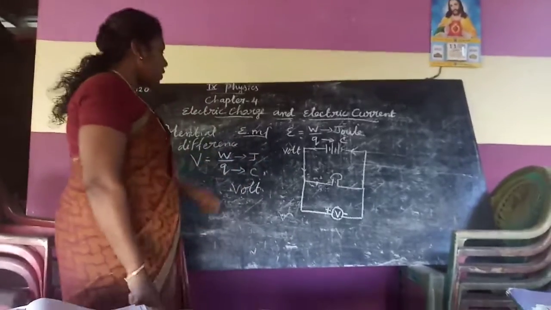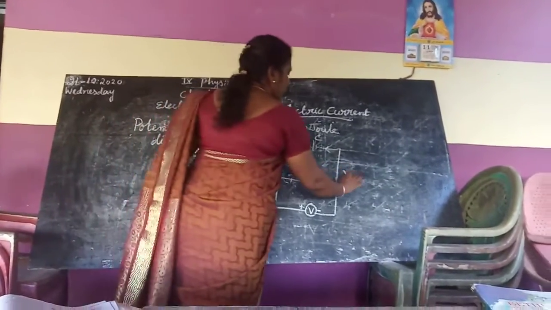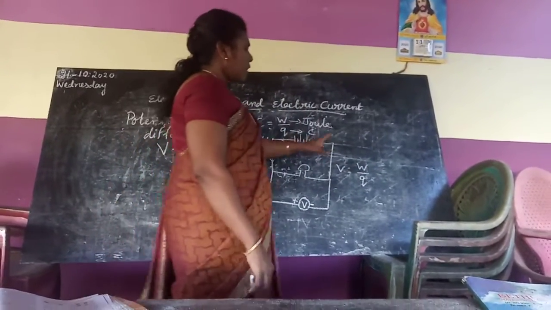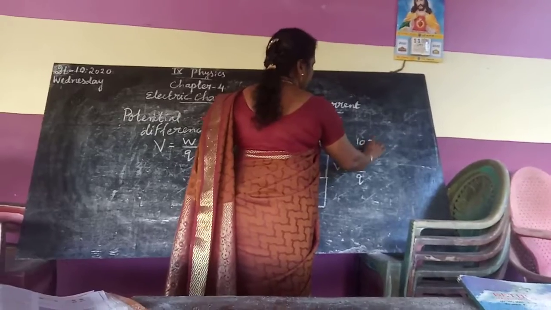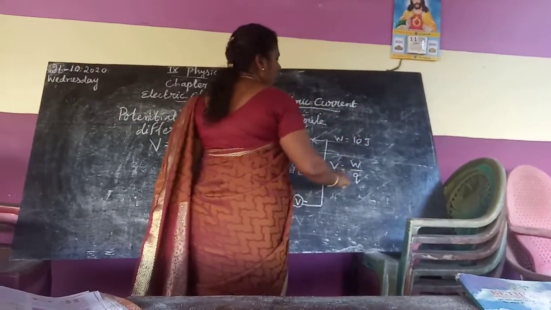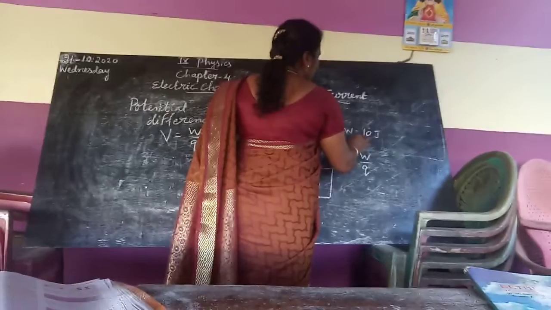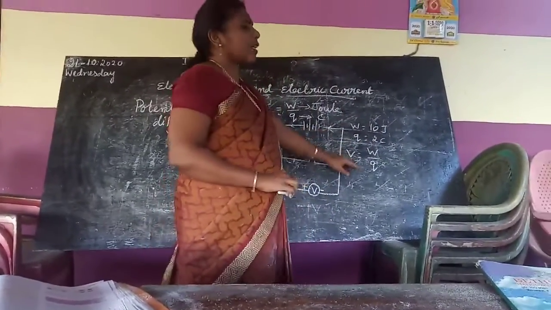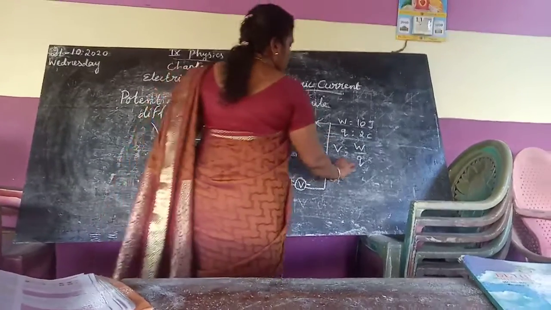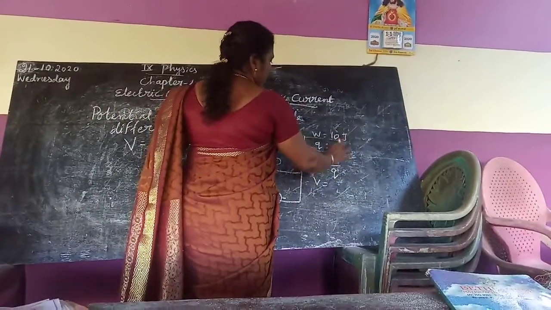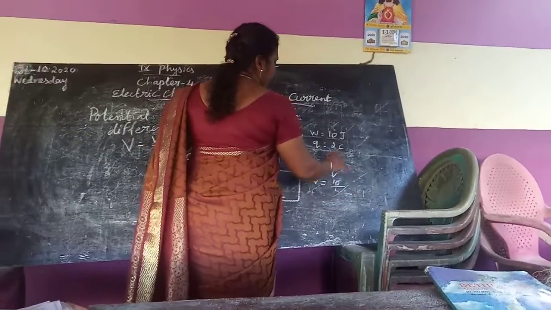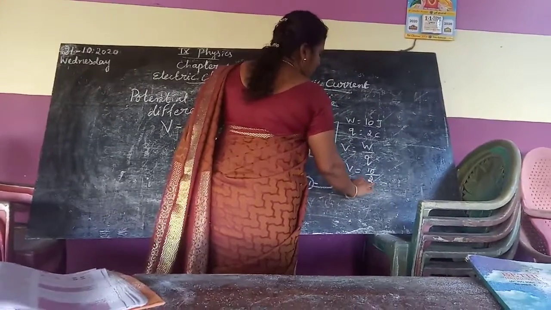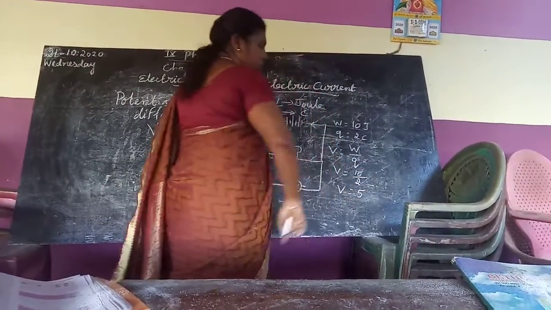What is the formula to measure the potential difference? V equal to work done divided by charge. Suppose 10 joule of work is done here, work done equal to 10 joule, and charge Q equal to 2 coulomb. It is given, you have to find the potential difference. So V equal to 10 divided by 2, so you will get V equal to 5.